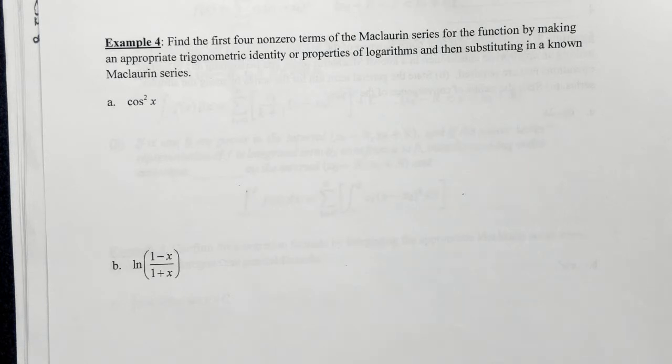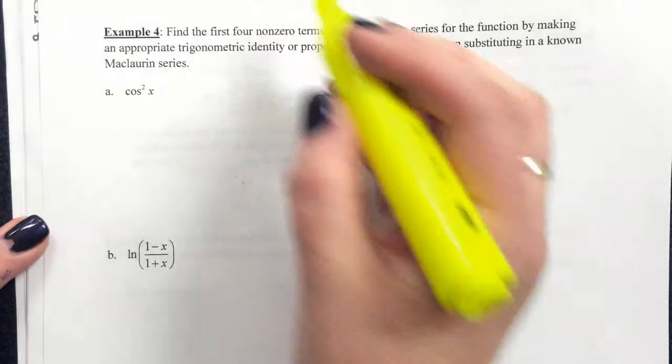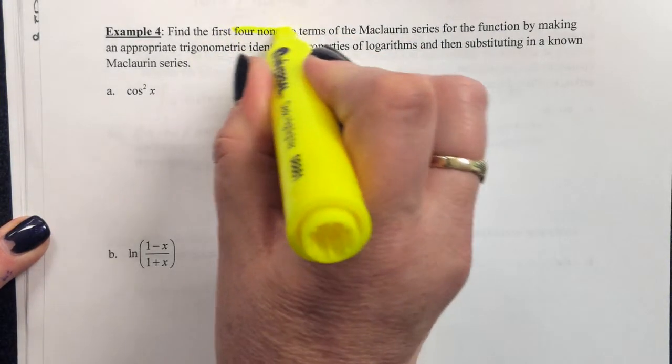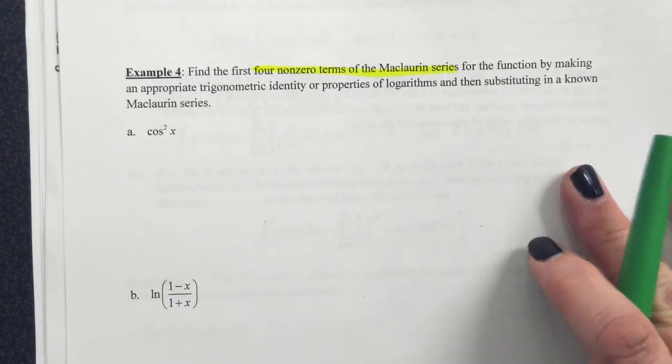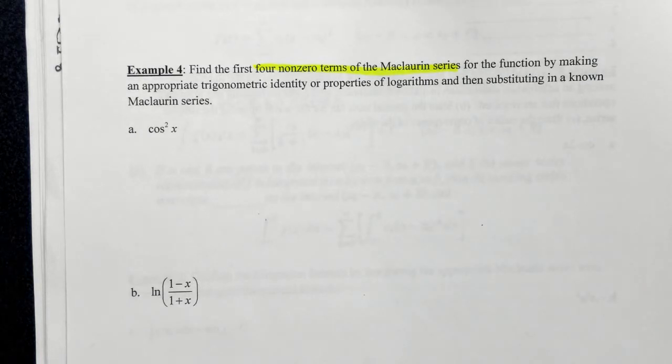So notice they want us to identify the first four non-zero terms of this particular Maclaurin series by making appropriate trig identities, properties of logs. So not only can you use substitution or you can use multiplication, you may have to do some trig identity substitutions in order to develop the Maclaurin series. So first of all, let's take a look at cosine squared x.